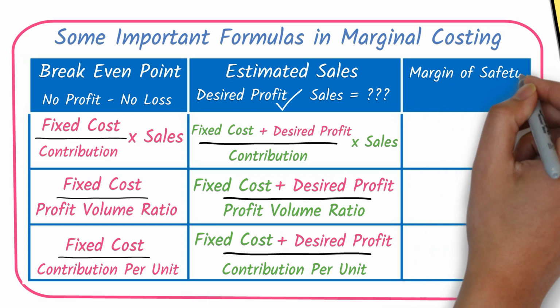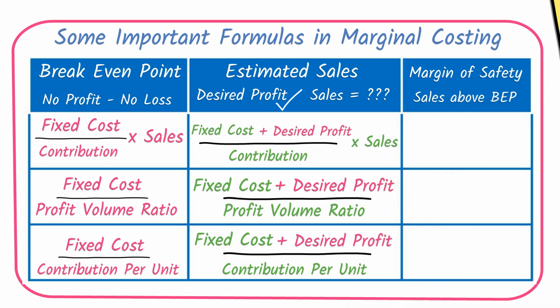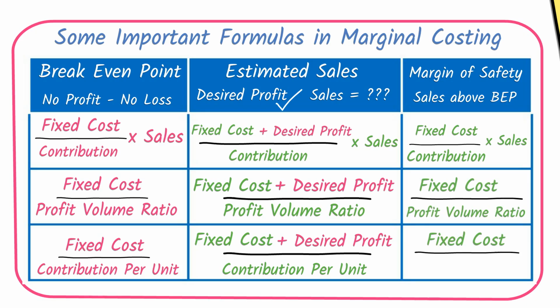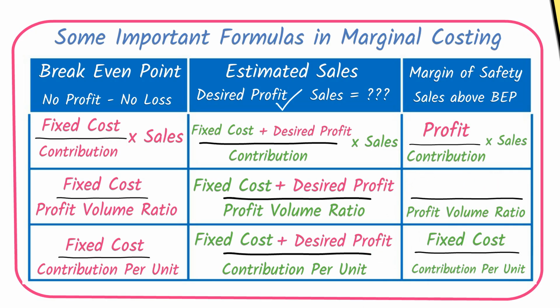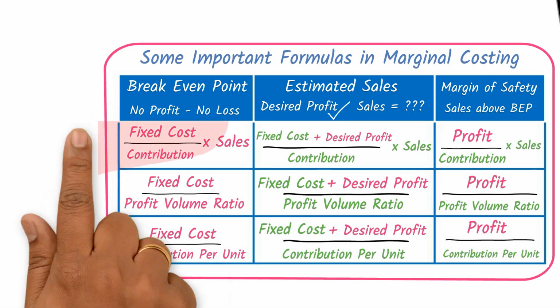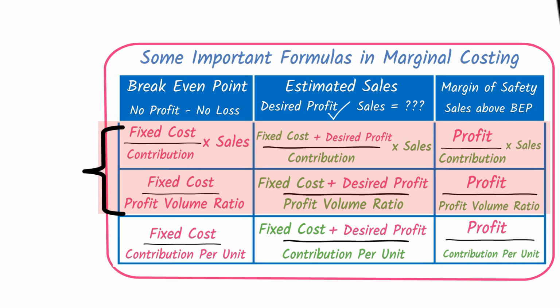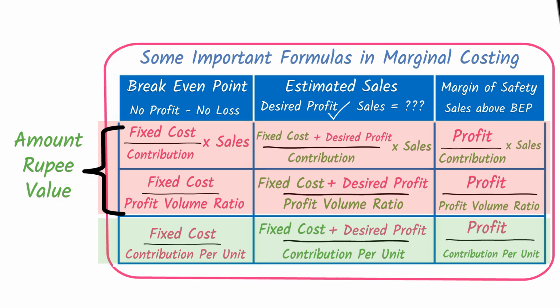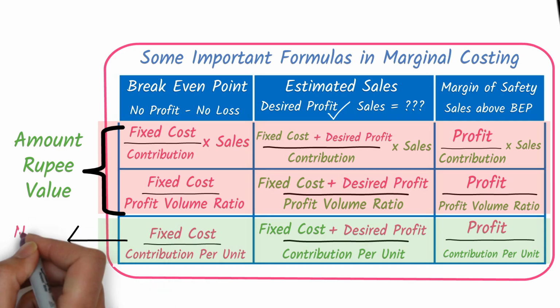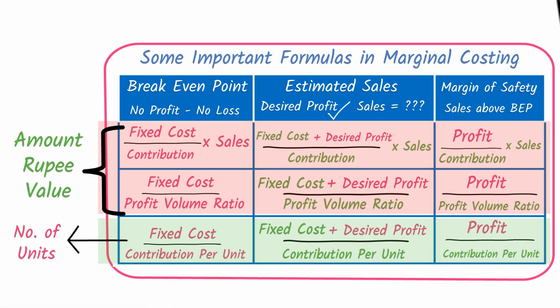Then margin of safety. It is a sales level above the break-even point. Repeat the same set of formulas for break-even point. Only thing is, in the place of fixed cost, you replace it with profit. These three formulas help us to arrive at the margin of safety. The first two row formulas will help us to arrive at the value in amount. The third row formula will help us to get the value in units.